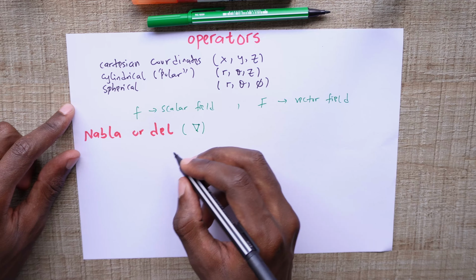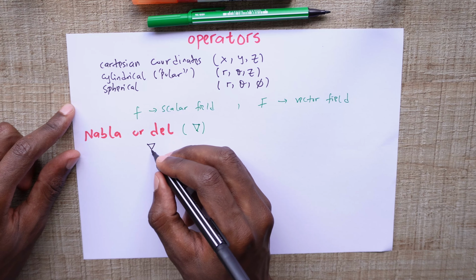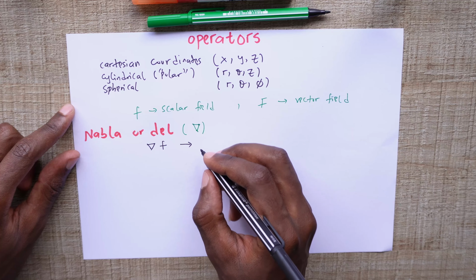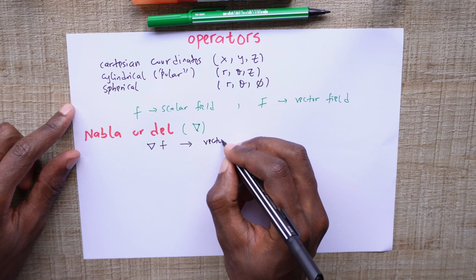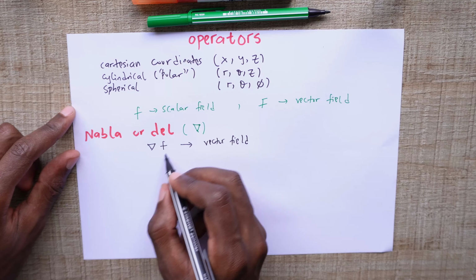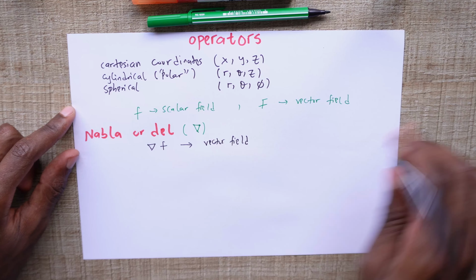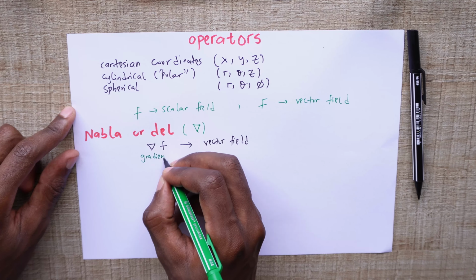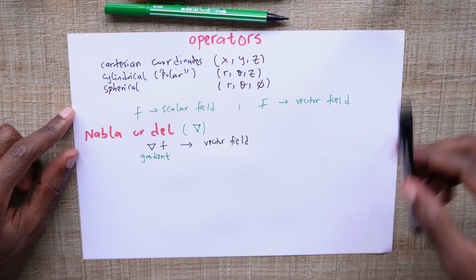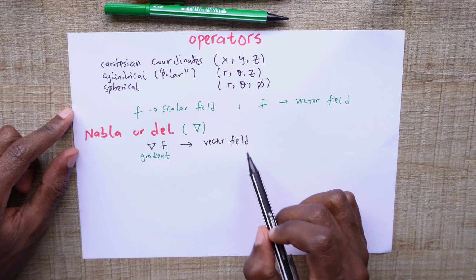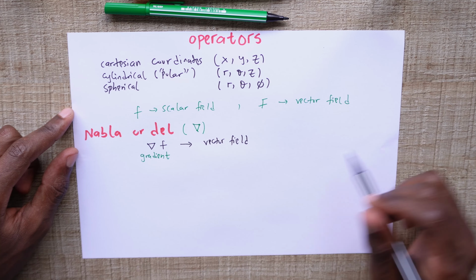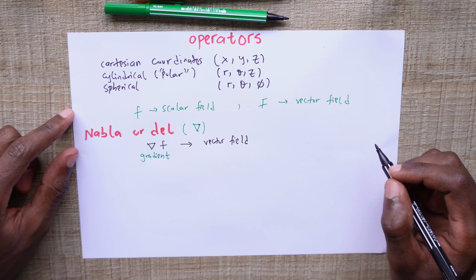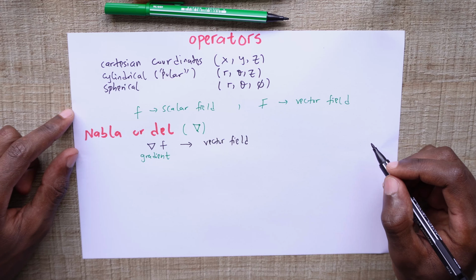So the Nabla operator takes as input a scalar field f and gives you at the output a vector field. This operation usually is given a special name known as the gradient. So the vector field here is not just any type of vector field. We are going to see the expressions. It's a vector that points in the direction of greatest increase of the function.